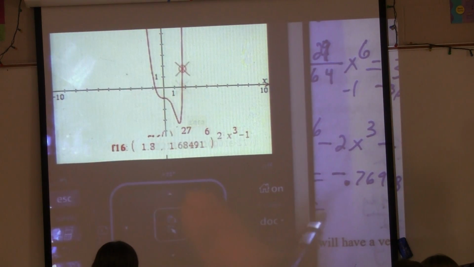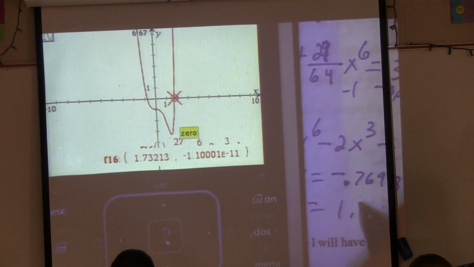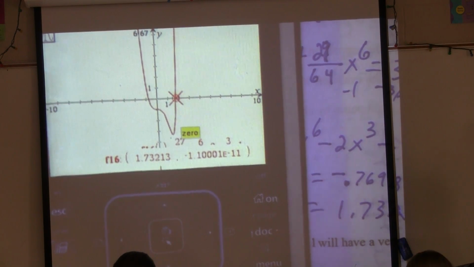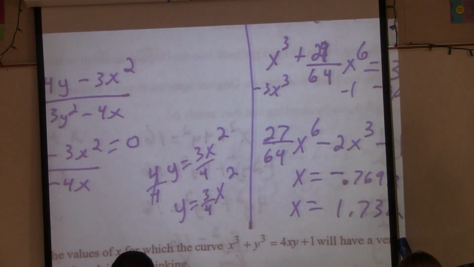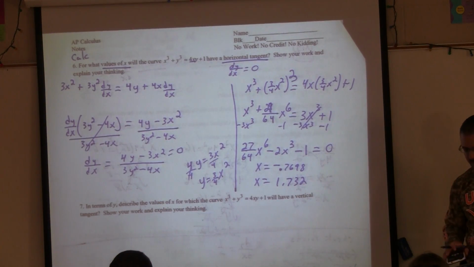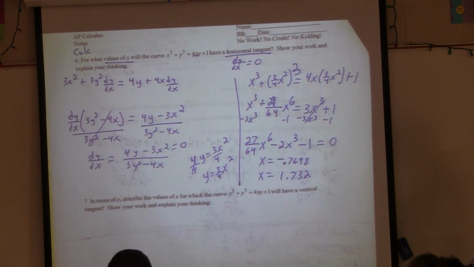What's the other one going to be? 1.732. Okay. That one we could round to 3 and not have a problem with. Are we good? Was that easy? It wasn't too bad, right?